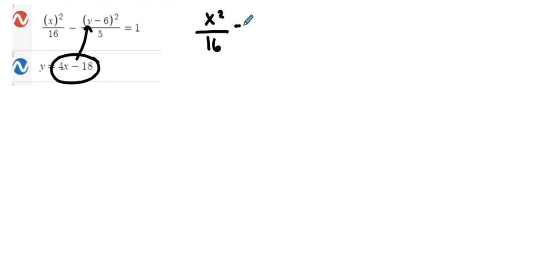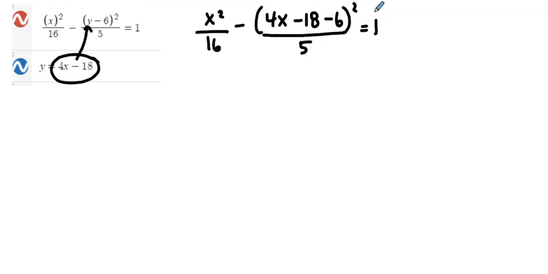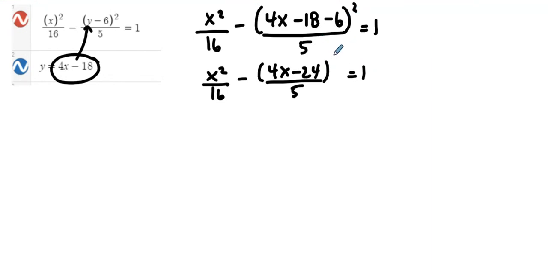X squared over 16 minus 4x minus 18 minus 6 squared divided by 5 is equal to 1. Okay, so we're just going to simplify. We have x squared over 16 minus 4x minus 24 over 5 is equal to 1. Remember, that's squared. So because it's squared, I'll do it the long way. Another way of squared is to expand.